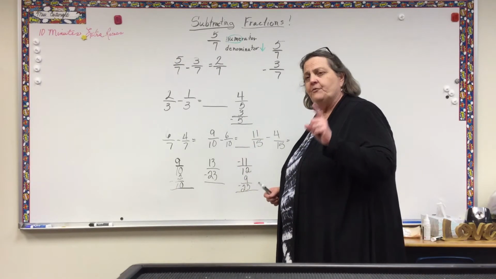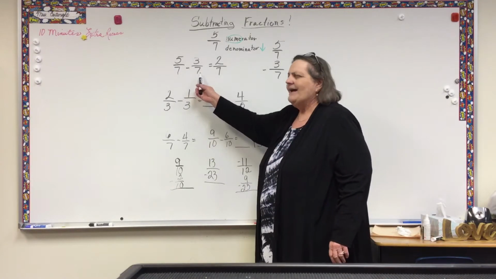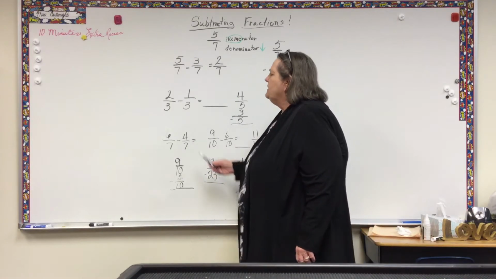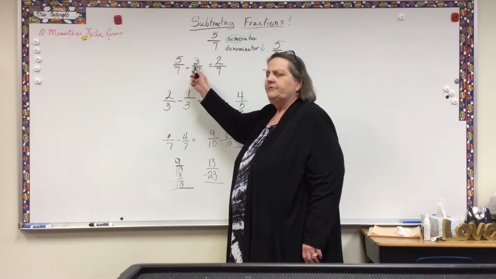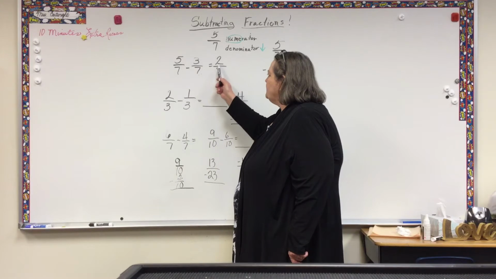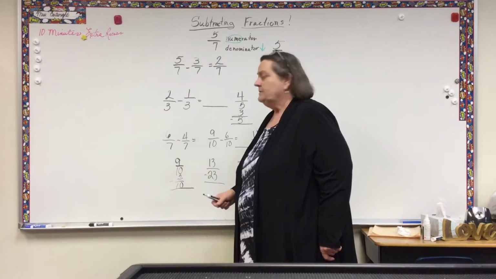First rule of thumb before you can ever add or subtract a fraction is the denominators have to be the same. We look at this problem and they are. The denominators are the same, so we just worry about the numbers on the top. 5 minus 3 is 2. We bring the denominator over, so it's 2/7, okay?